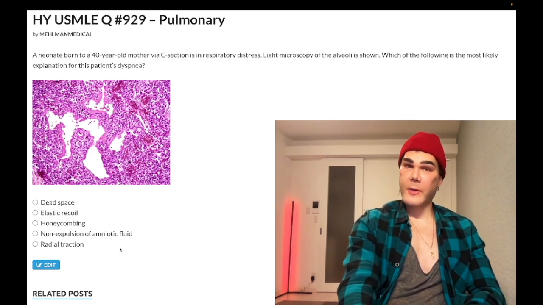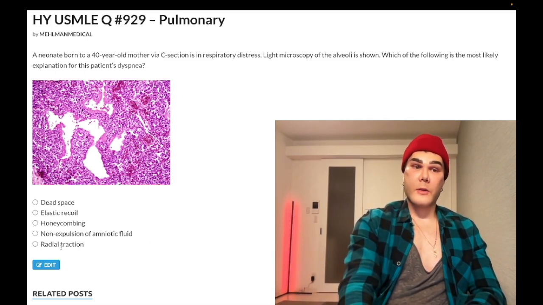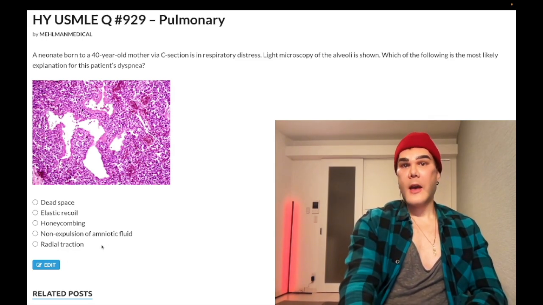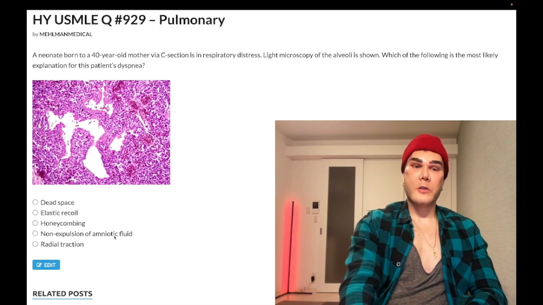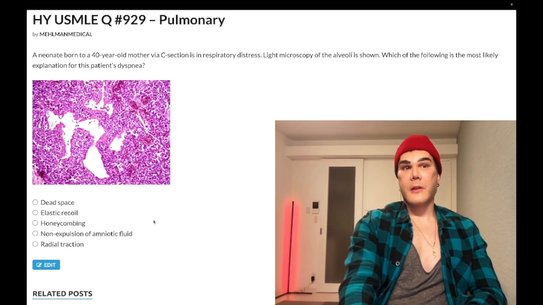Choice E, radial traction, wrong answer. Now, some of you watching this clip have seen this in Qbank. It's on the NBME as well. This just refers to, colloquially, the stickiness on the outside of the airways in restrictive lung disease, especially pulmonary fibrosis, that prevents the airways from collapsing as quickly as they could.